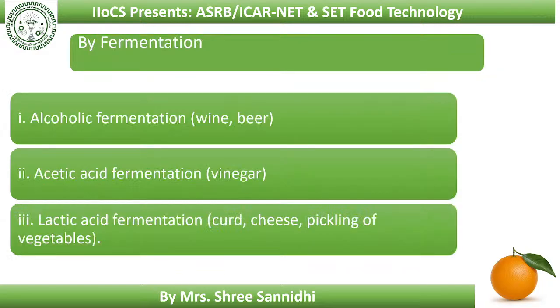So the third type of preservation method is by fermentation. Fermentation can be alcoholic fermentation, which we commonly see in wine and beer. Then the other type is acetic acid fermentation, which is seen in vinegar. And then the other type is lactic acid fermentation, which is seen in curd, cheese, pickling of vegetables, etc. Fermentation also increases the nutritive value of food.